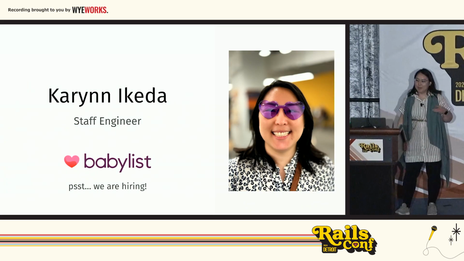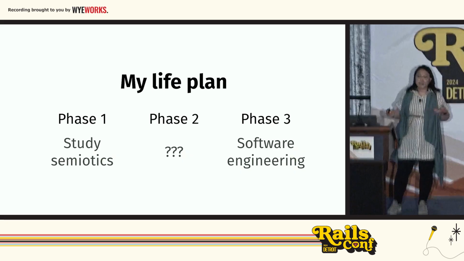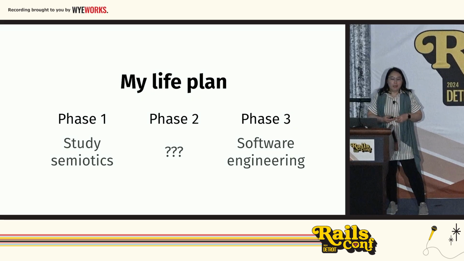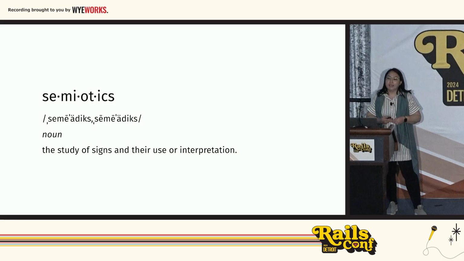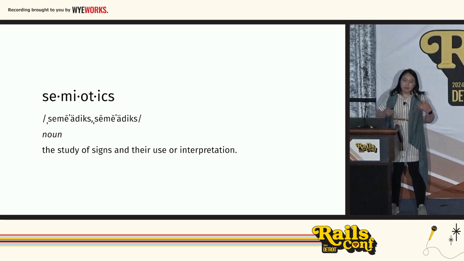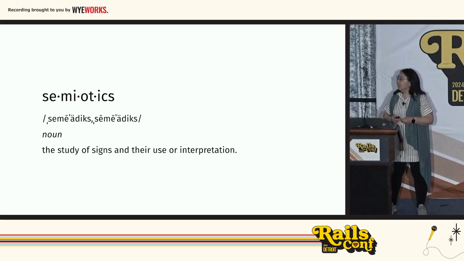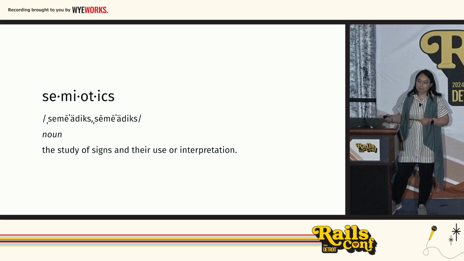As she said, my name is Karynn, and I work as a staff engineer at Babelist. But I haven't always been a software engineer. I've been fascinated by language, and in college, I studied semiotics alongside linguistics and philosophy. And what is semiotics, you might ask? It's the study of signs and their use and interpretation. I never really thought that semiotics had a practical use beyond academia until I became a software engineer.